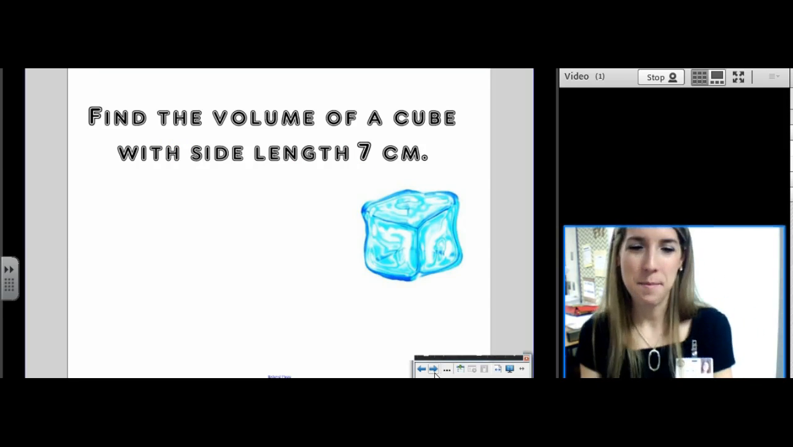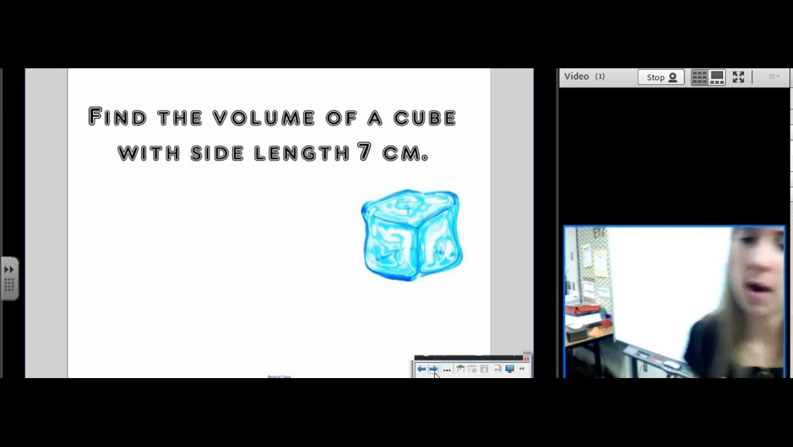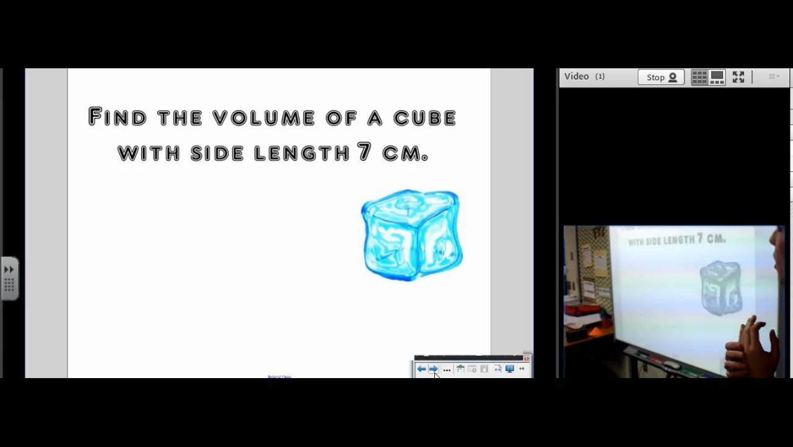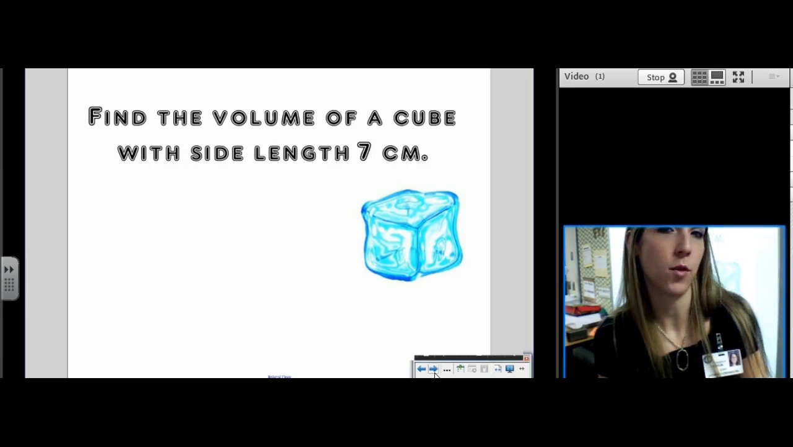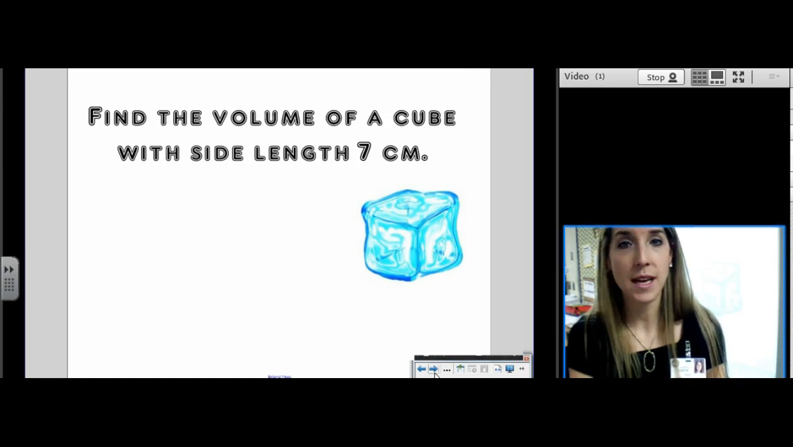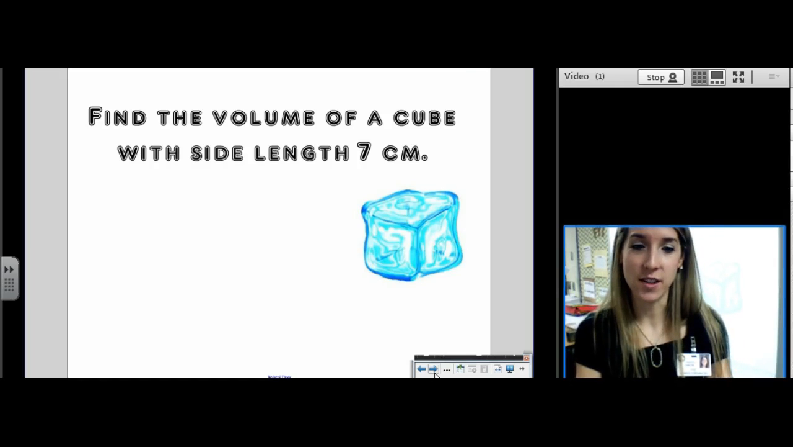Okay, we're just going to do a mixed review of some area, perimeter, and volume problems that you'll see on your test tomorrow, Wednesday. So find the volume of a cube with side length 7. Now, we know that volume of a cube is not on your formula chart, but a cube is a prism. It just happens to be a prism where all of the faces are squares.